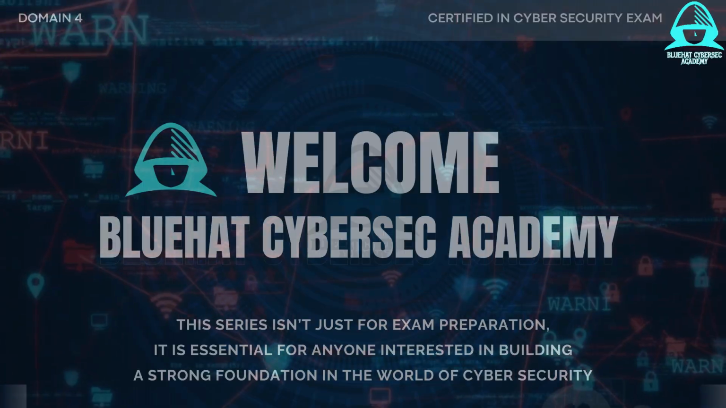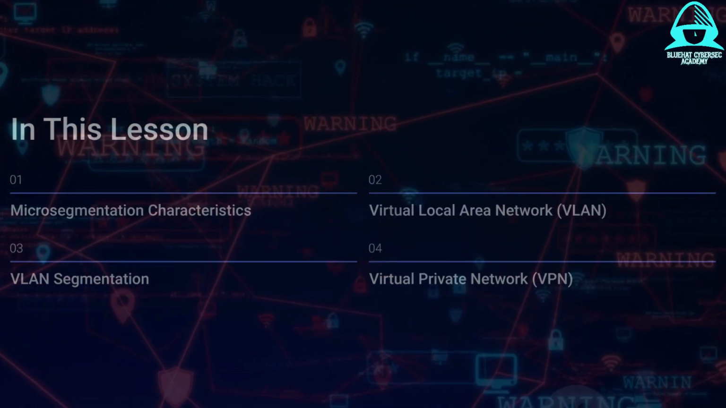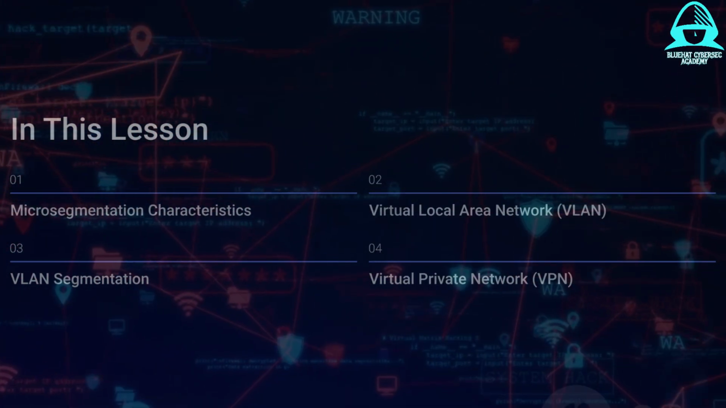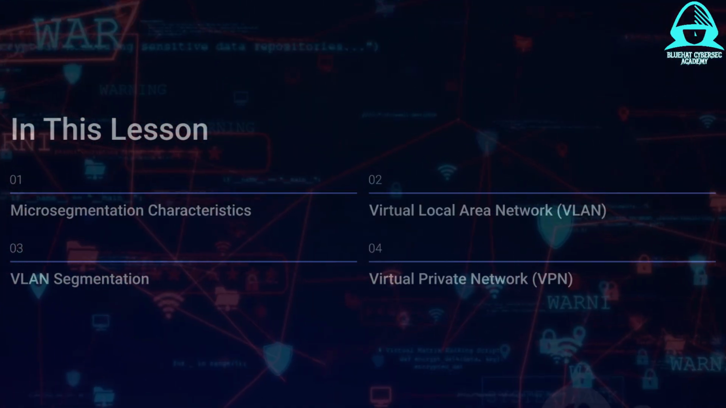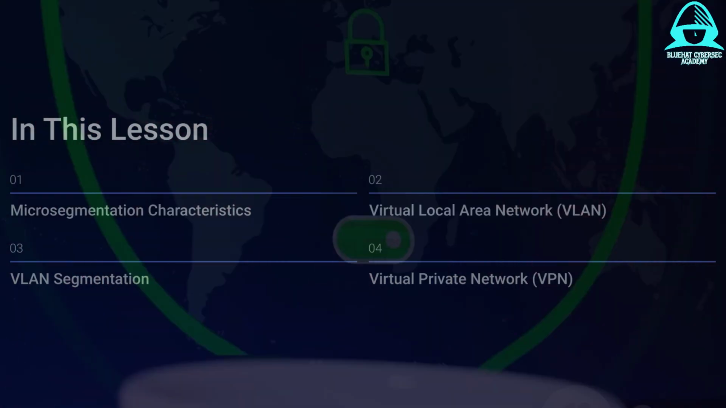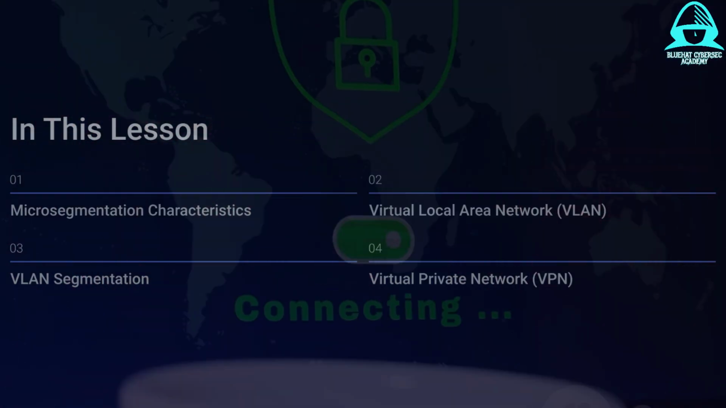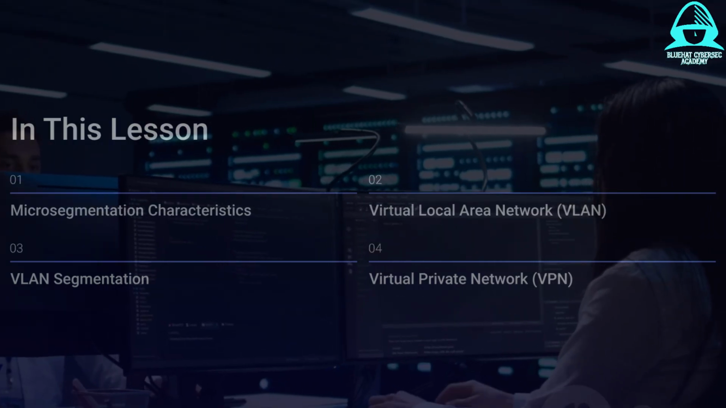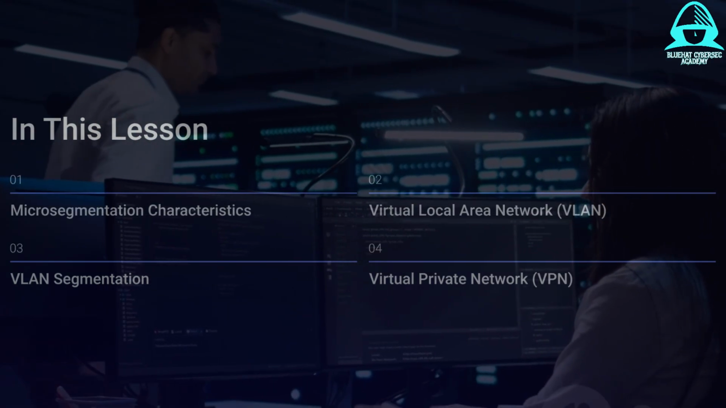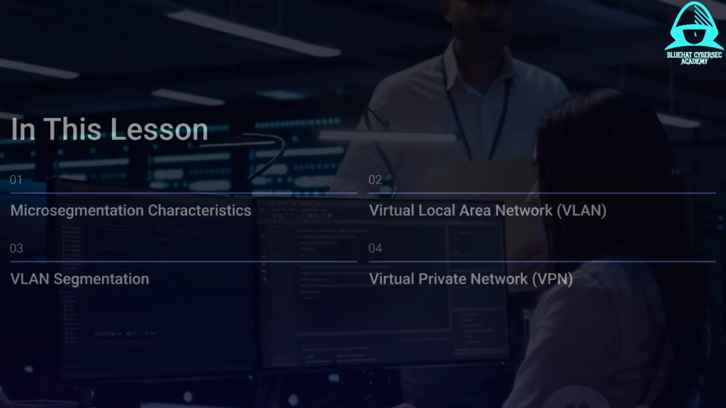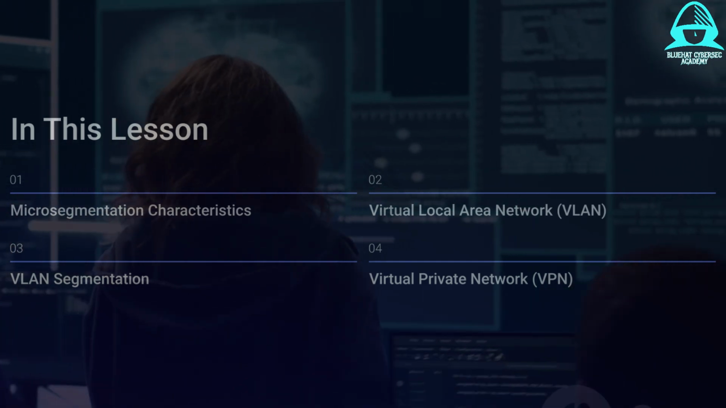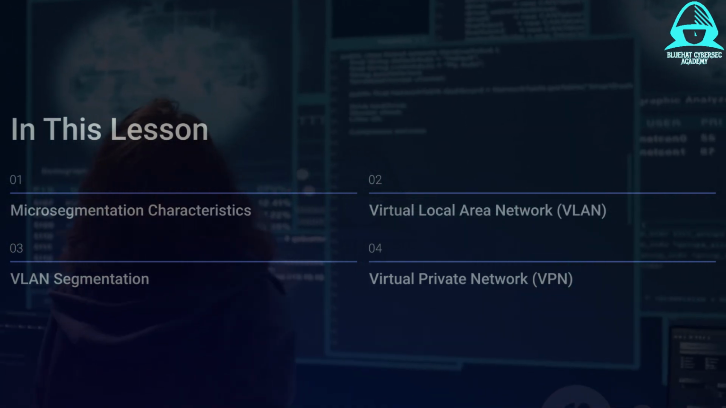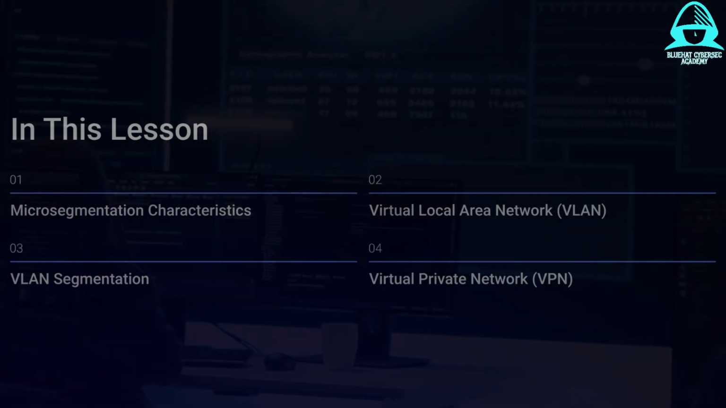In this lesson, I am going to explain micro-segmentation characteristics, virtual local area network, also known as VLAN, VLAN segmentation, and, last but not the least, virtual private network or VPN. These topics are part of Domain 4, Network Security Concepts, in the Certified in Cybersecurity exam, and are useful for both exam preparation and building a strong cybersecurity foundation. So, let's begin.